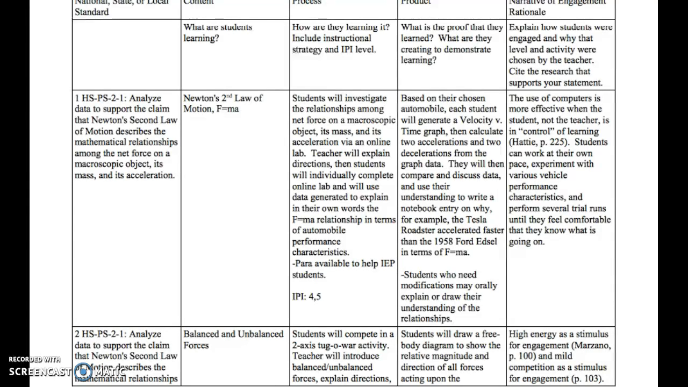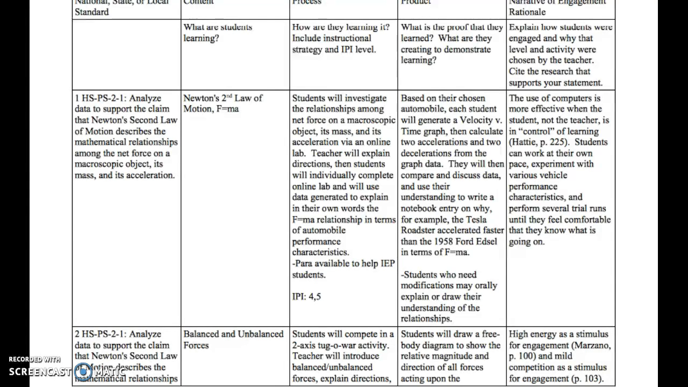So the first standard that I chose is analyze data to support the claim that Newton's second law of motion describes the mathematical relationships among the net force on a macroscopic object, its mass, and its acceleration. So this is what we've been building up to over the first couple weeks this semester, Newton's second law of motion, or force equals mass times acceleration.